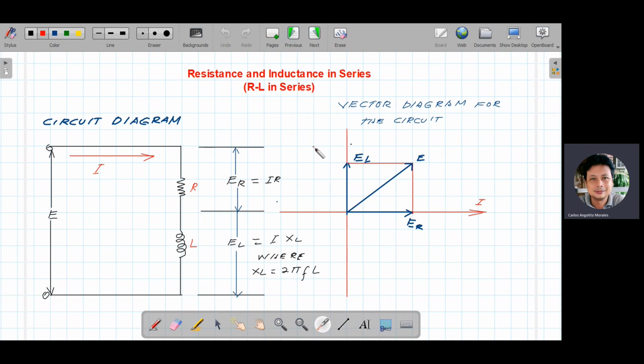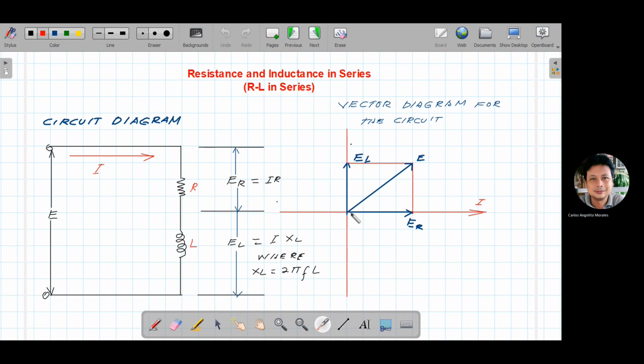So, circuit diagram, resistance and inductance in series, RL series ito. So, this time combination ng resistance at inductance. ER is IR, EL is I XL, no? Current times resistance, current times the inductive reactance, where XL is 2 pi FL. Ito yung vector diagram pag ganyan, no? Combination ng resistance at inductance.